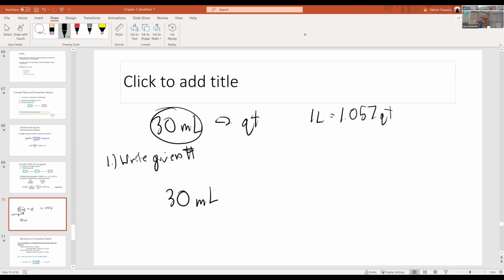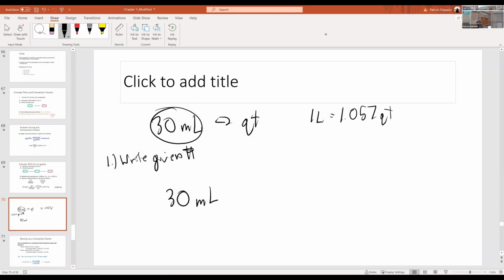And before I continue with this process, this is how the textbook teaches it. If you guys know another way of unit conversion from high school, stick with that. If you get it right every single time, stick with that. Because I know people's minds work differently and you learn things differently. So if you have your own way of doing it, stick with it, as long as you get it right. So 30 mL.